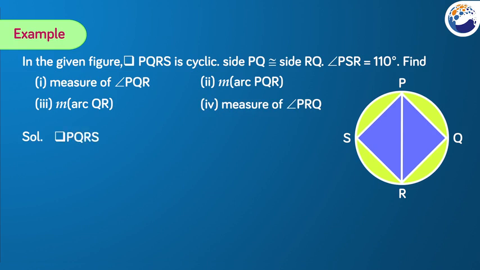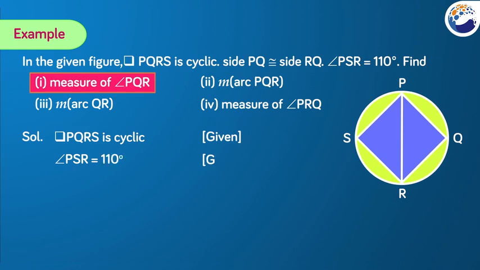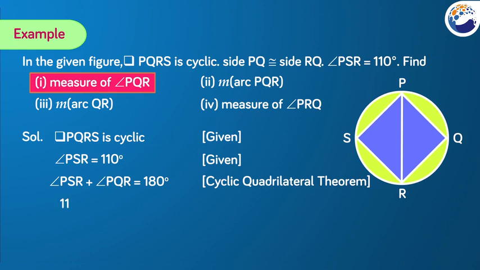Solution: PQRS is cyclic. Given. 1. Angle PSR is equal to 110 degree. Given. Angle PSR plus angle PQR is equal to 180 degree by cyclic quadrilateral theorem. 110 degree plus angle PQR is equal to 180 degree.